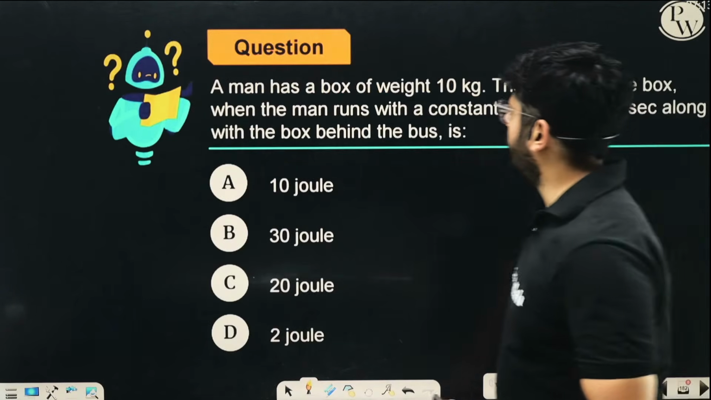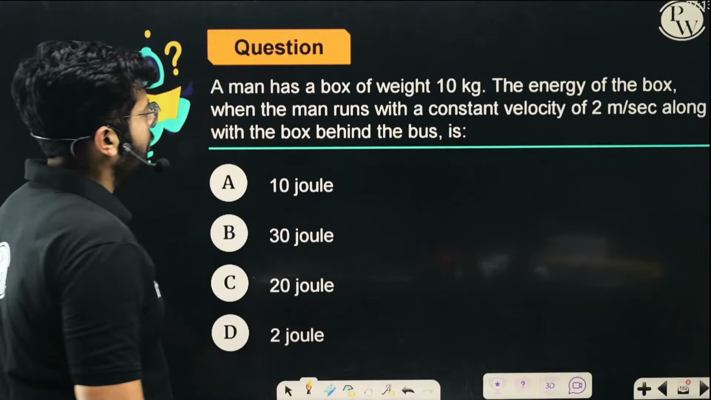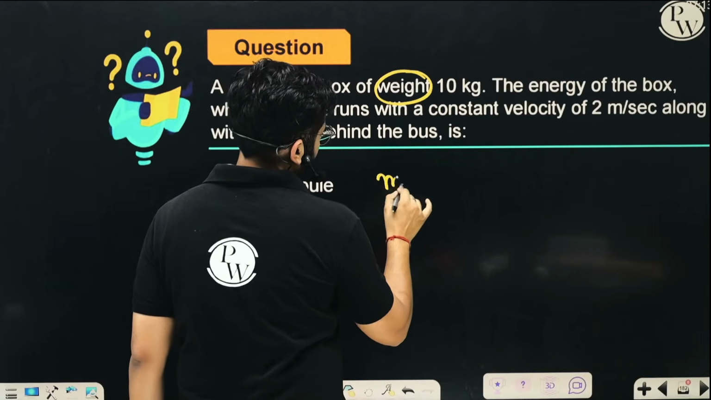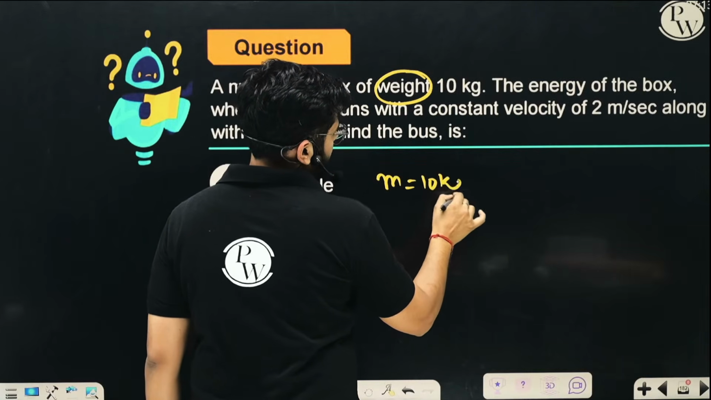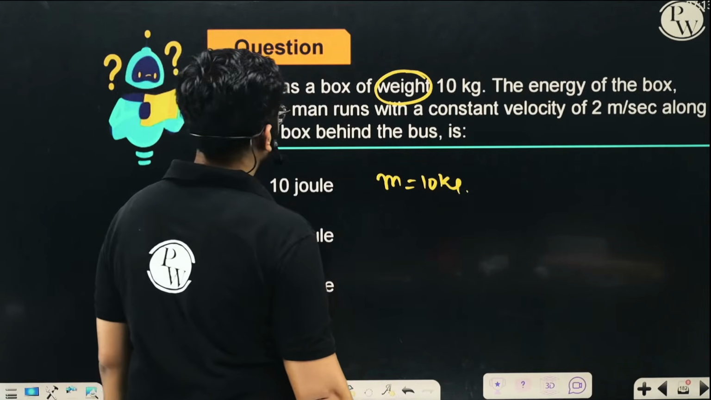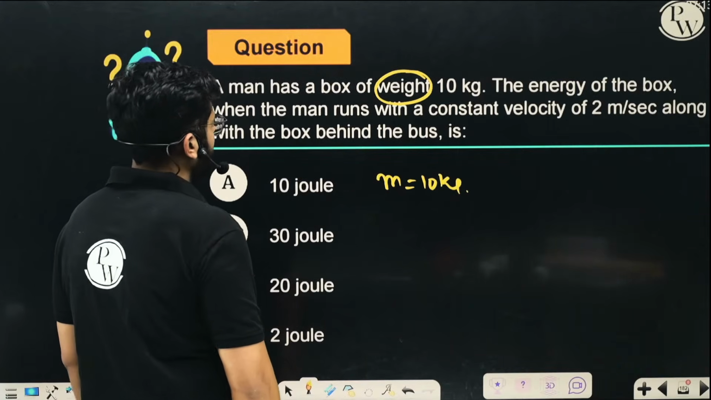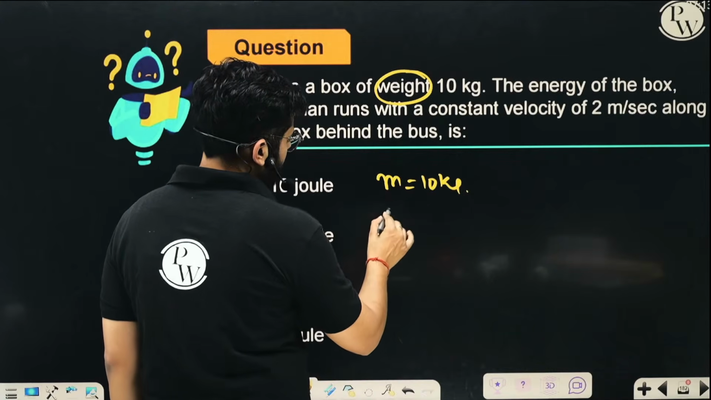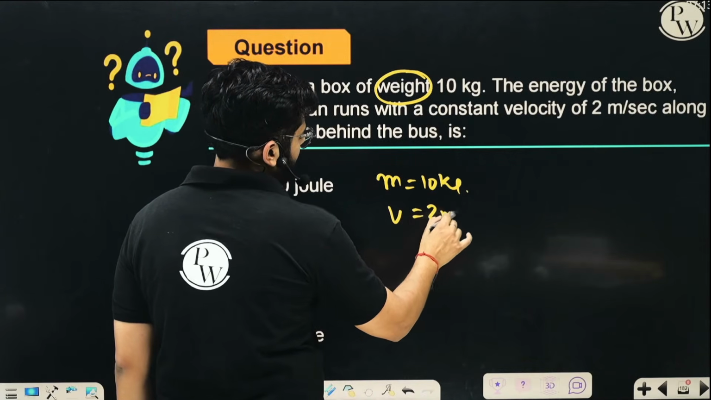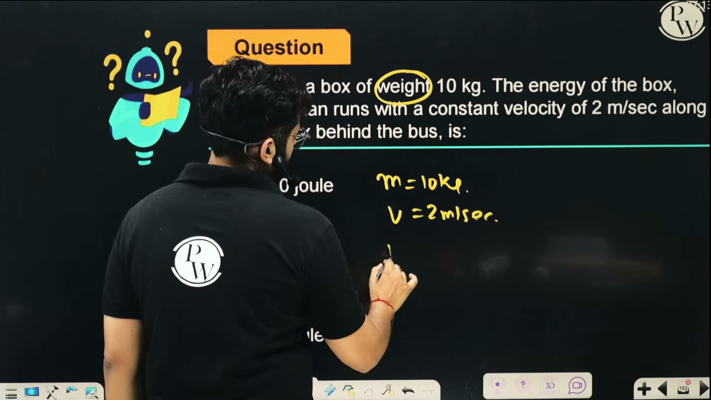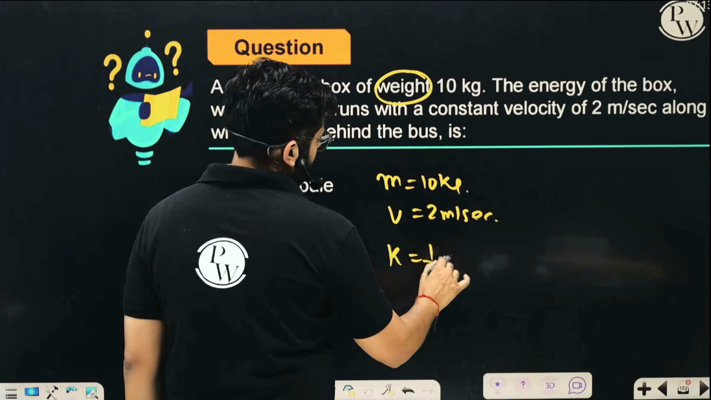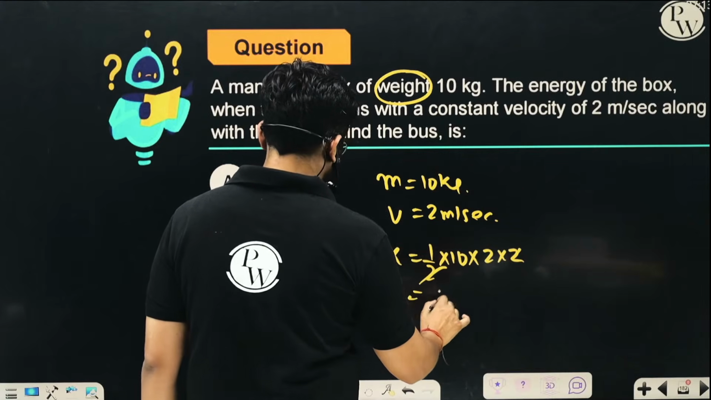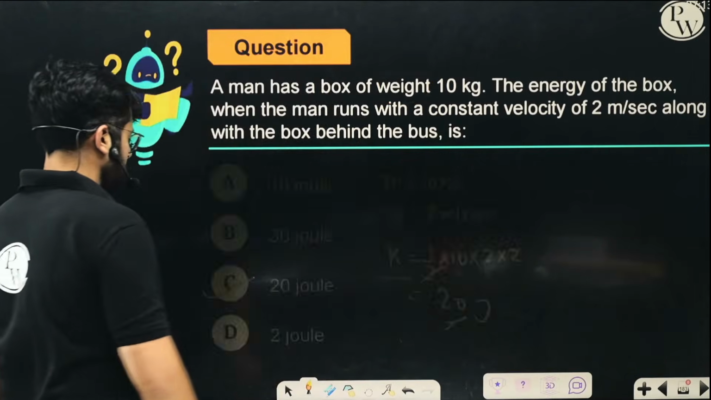Look at this question. A man has a box of weight 10 kilogram. So basically they are giving the mass, not the weight: 10 kilograms. The energy of the box when the man runs with a constant velocity of 2 meters per second along the box is... So what will be the energy? The velocity is 2 meters per second, so the kinetic energy will be half mv square. Solve it, it is 20 joule. Option C.